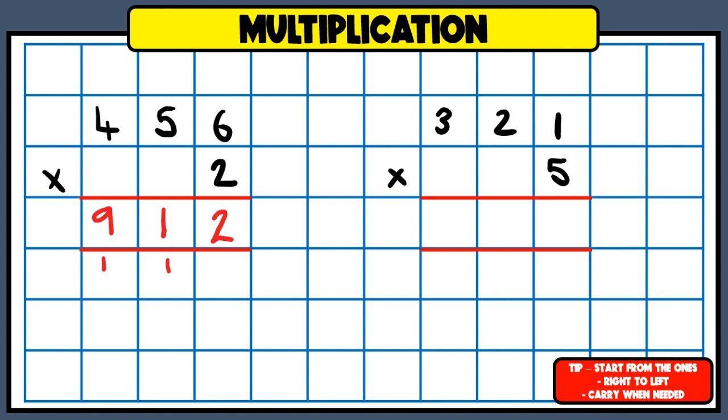Let's move on to the next one. 5 times 321. The bigger number on top, the multiplier at the bottom. It's our 5 times table. 5 times 1 is 5. 5 times 2 is 10. Put my 1s there, 0, and my 10s goes underneath. And 5 times 3 is 15. Adding the 1 underneath, it becomes 16. So the answer is 1605.